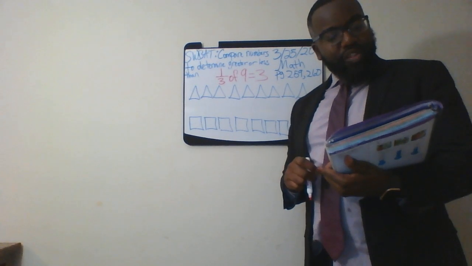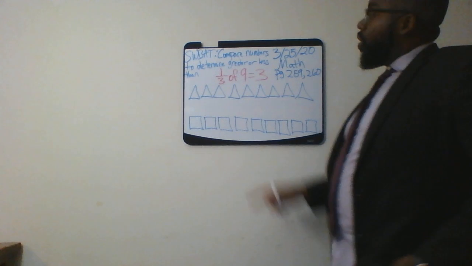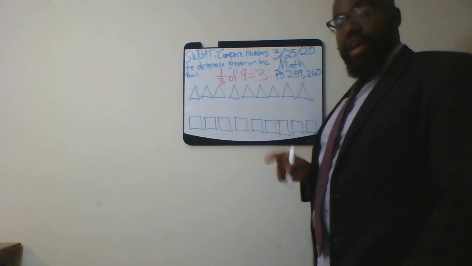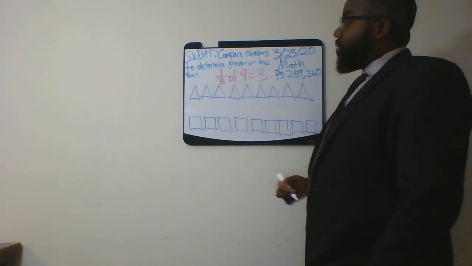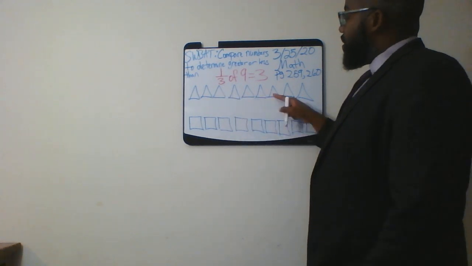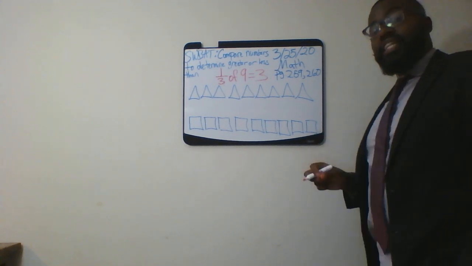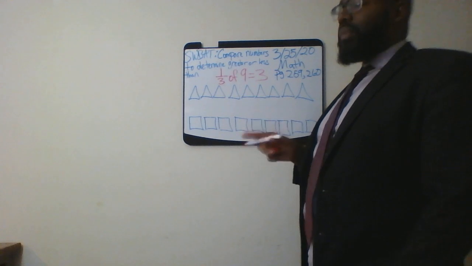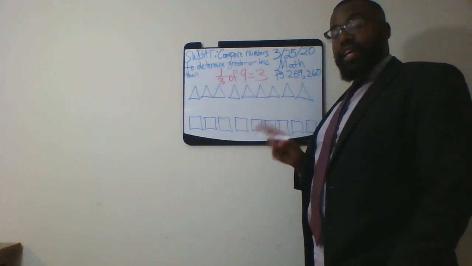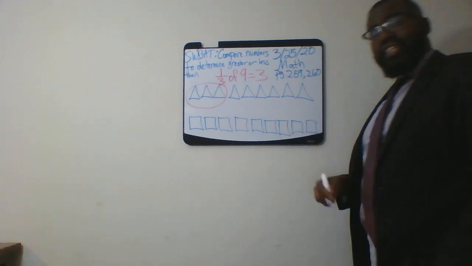As we look at number 3, it says circle 1/3 in each row. So, first you have to count how many you have in each row. Let's start off with the triangles. 1, 2, 3, 4, 5, 6, 7, 8, 9. Now, 1/3 of 9 is only 3. So you should be circling only 3 shapes. So for the first one, you circle only 3 triangles. Like this.